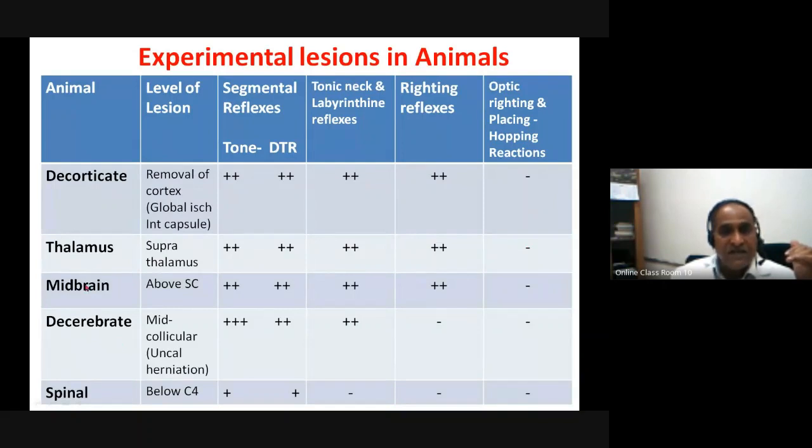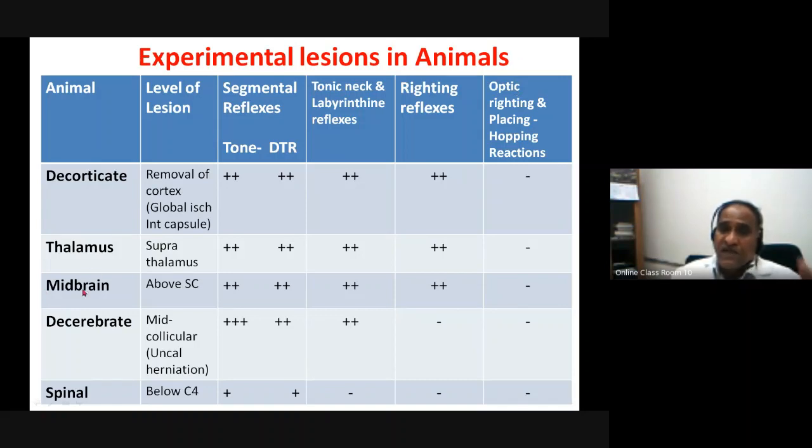The midbrain preparations above the superior colliculus: you have the exaggerated responses here, exaggerated segmental muscle tone, exaggerated deep tendon reflexes, exaggerated tonic neck and labyrinthine reflexes in the midbrain animal, and exaggerated or enhanced righting reflexes in this midbrain animal. Again, the optic righting reflex, placing and hopping reactions are absent, because the midbrain is the center for righting reflexes, excepting the optic righting reflex.